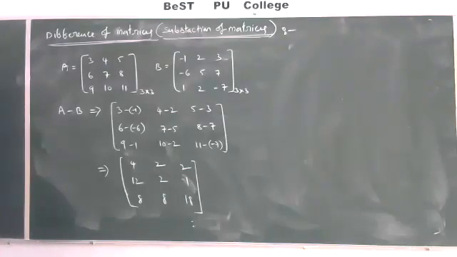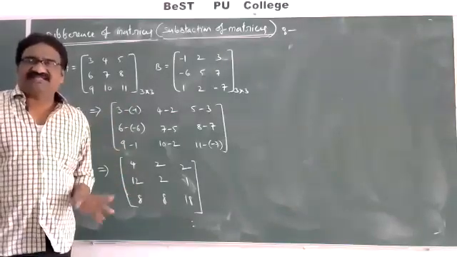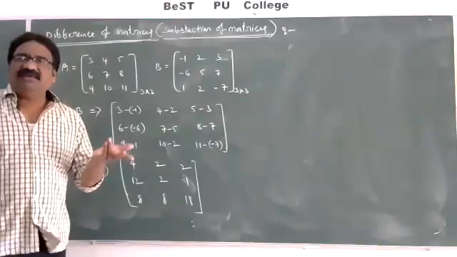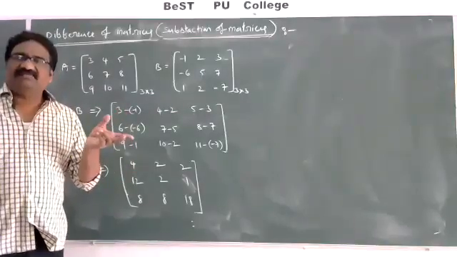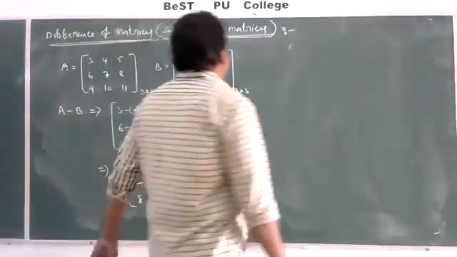That's the difference of the two matrices. So we subtract the corresponding elements of the given two matrices. For example, if you require A minus B, then A elements minus B elements, corresponding elements. If we require B minus A, that is B elements minus A elements, corresponding elements. Now write the definition.